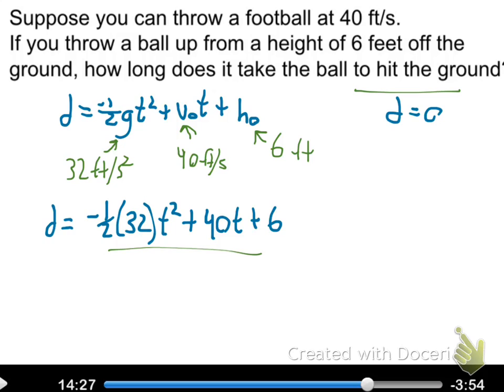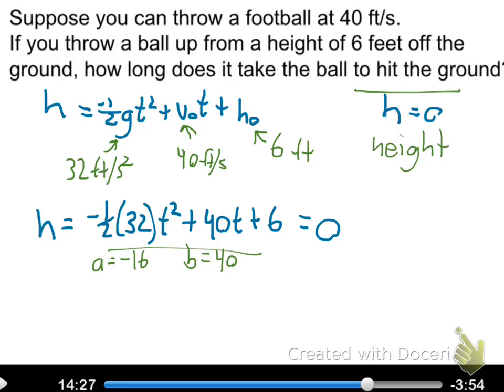So if we're trying to find out when this ball hits the ground, that's when the distance, or excuse me, we're talking about height in this case. So we're going to use h. And when that height returns to the ground, that's when h is equal to 0. So that's like solving this formula for 0, finding the x-intercepts, which we know how to do using our quadratic formula.